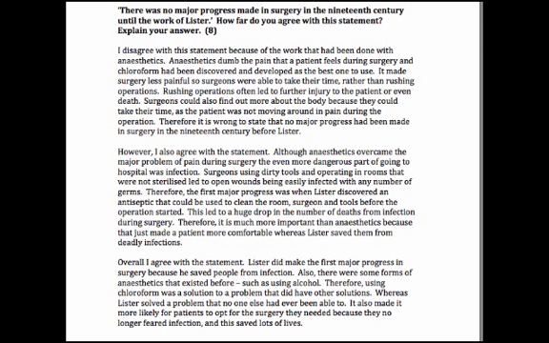So the next answer we're going to look at is the answer to an 8-mark question. 8-mark questions are comparison questions, so within the question you are looking for what the exam board would like you to compare. So let's just have a little look. "There was no major progress made in surgery in the 19th century until the work of Lister. How far do you agree with this statement?" So what they're asking you to do, the comparison, is that you agree with this statement on the one hand, but you disagree on the other hand.